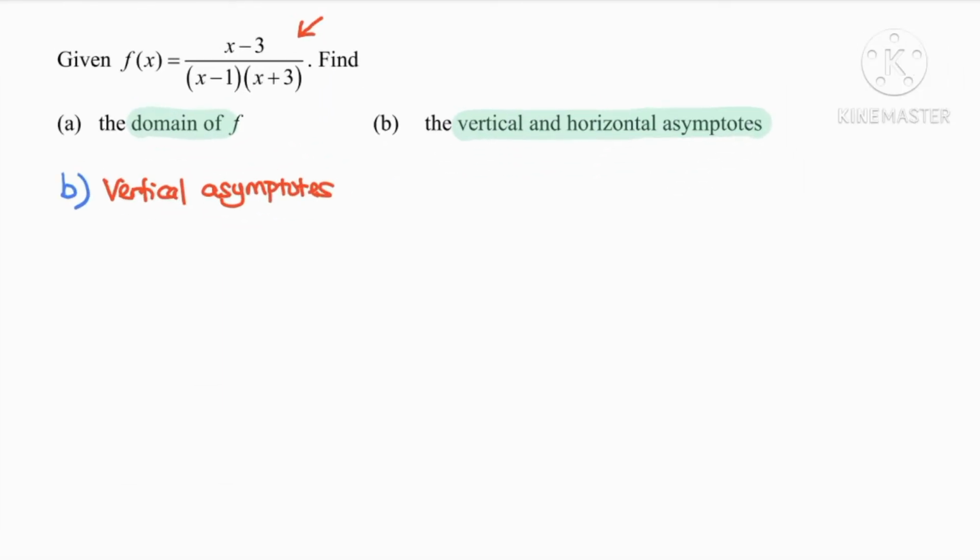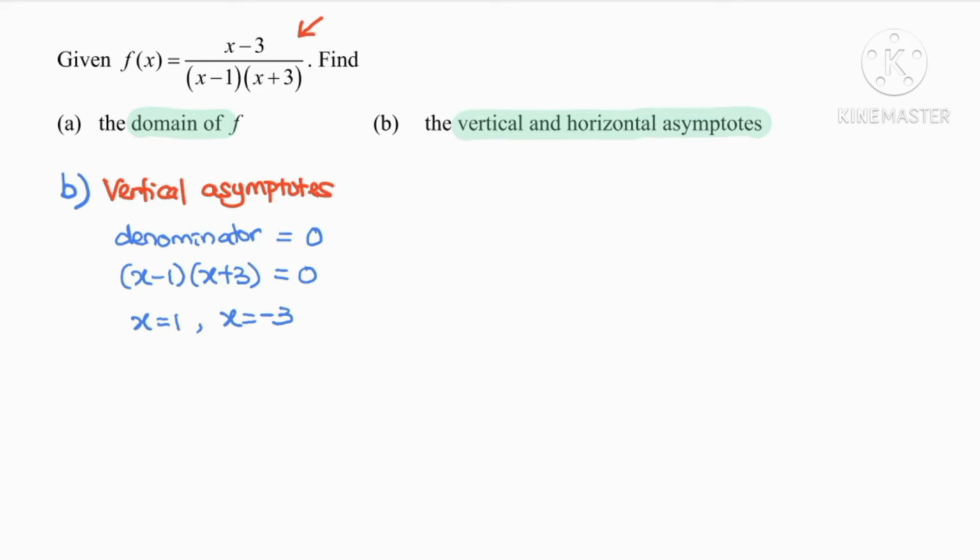Next, let us find the vertical asymptote. So we are going to take the denominator of the function and put it equal to 0. We have (x minus 1)(x plus 3) equals 0. So here the x values are 1 and negative 3. Now we are going to use limits to show that the vertical asymptotes are x equals 1 and x equals negative 3.